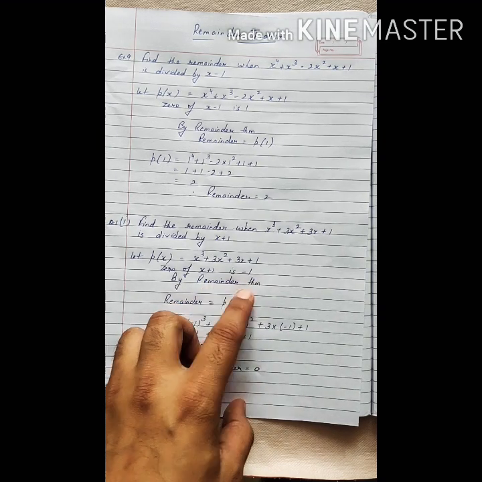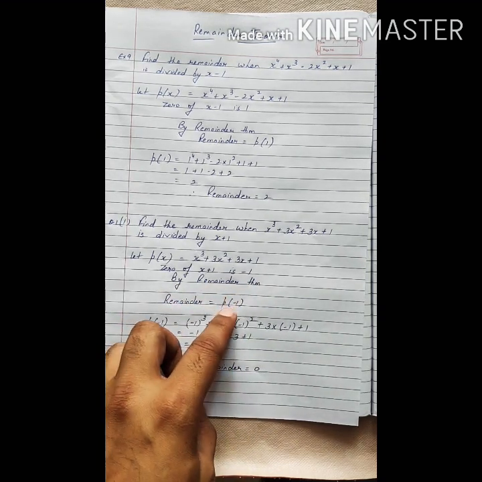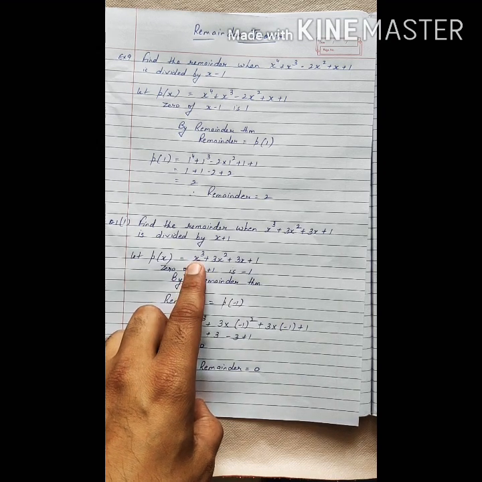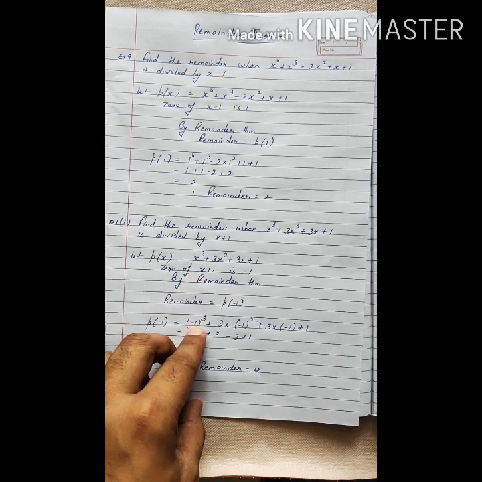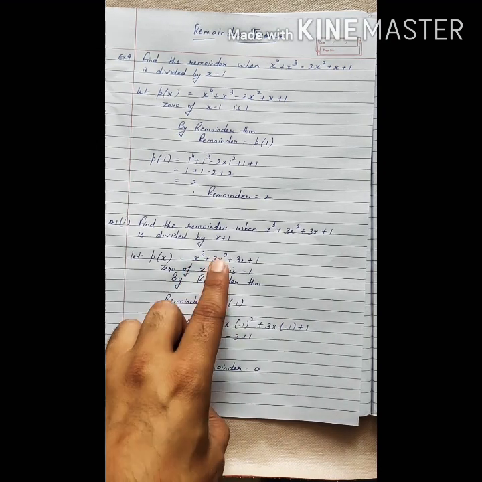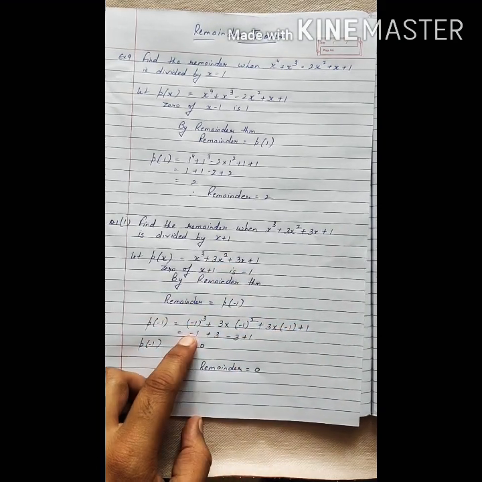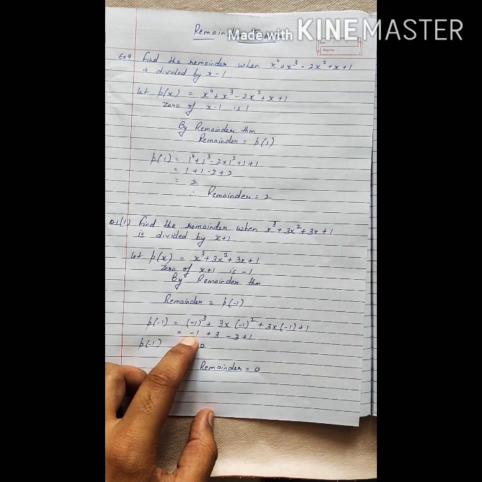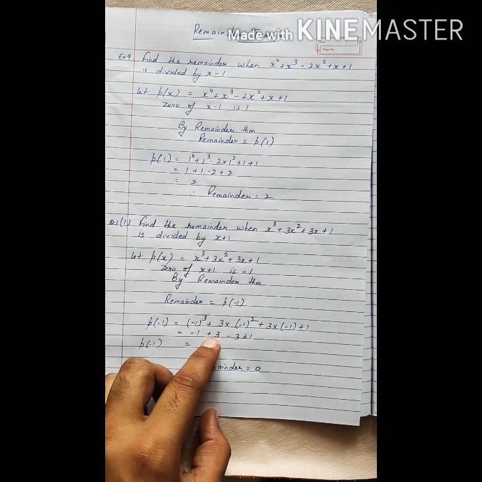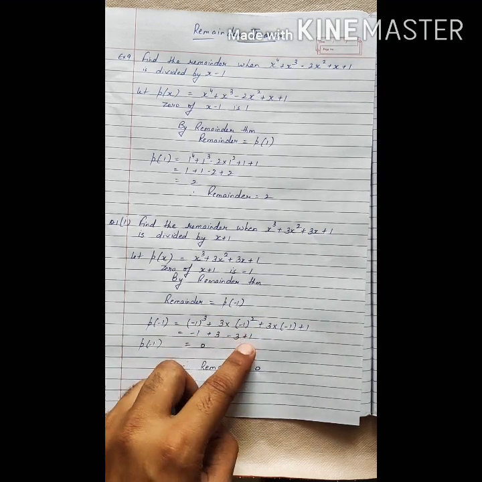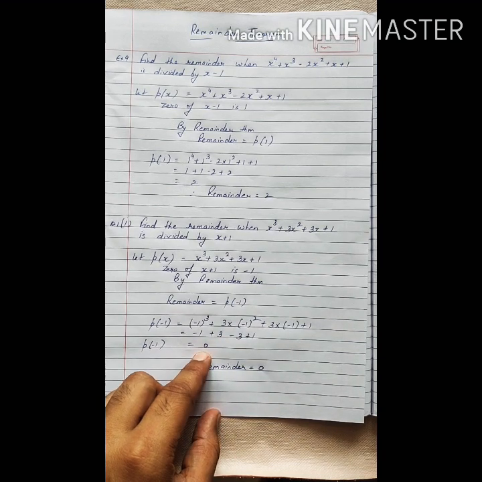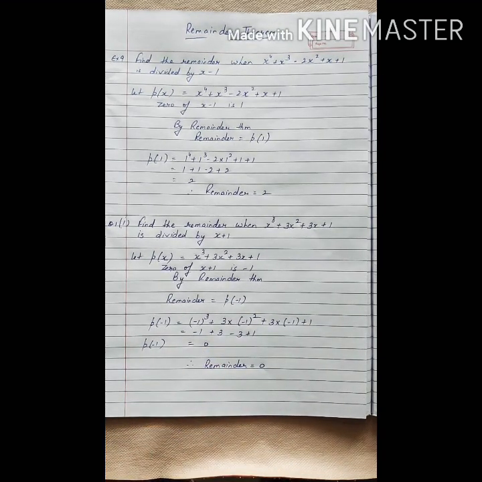By the remainder theorem, remainder is equal to p(minus 1). In place of x, what we have to fill? Minus 1. So minus 1 cube plus 3 into minus 1 square plus 3 into minus 1 plus 1. After solving, minus 1 cube gives minus 1, 3 into minus 1 square gives 3, then minus 3 plus 1. So we are getting remainder as 0. Like this, we are getting the remainders by the remainder theorem.